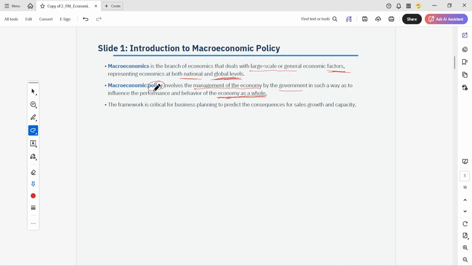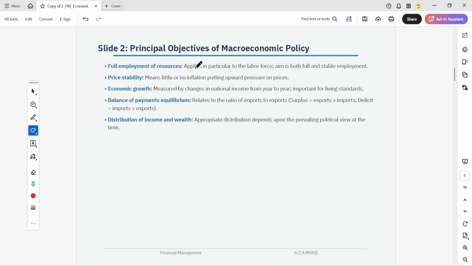We need to understand these policies, because if we understand them, then we can make good decisions. If government reduces taxes, this affects our business. If government increases taxes, that affects our decisions in the business. That's why we have to understand the economic policies, the macroeconomic policies.